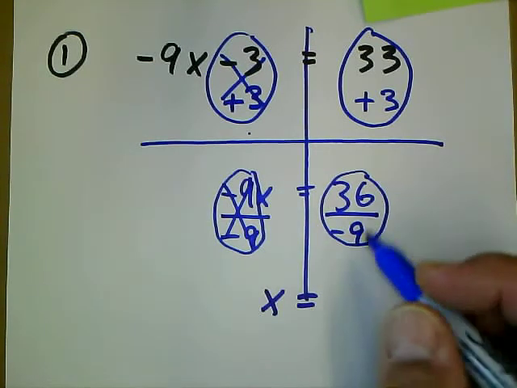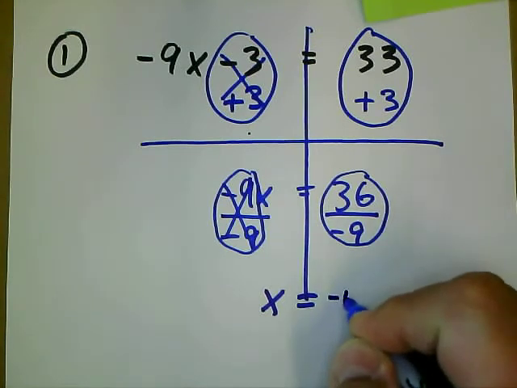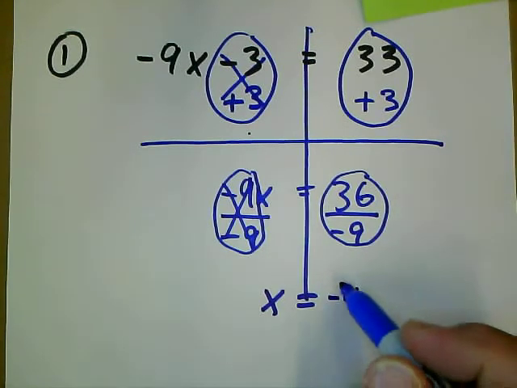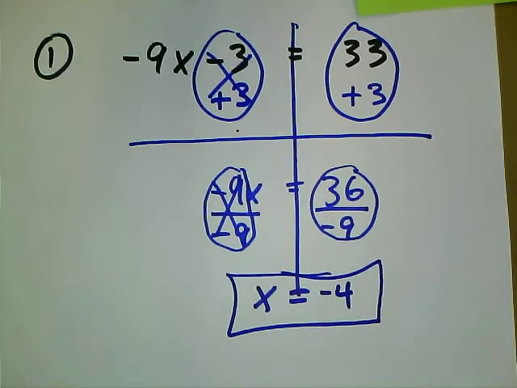All right? What's 36 divided by 9? -4. Well done. That's our answer.